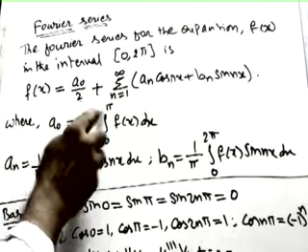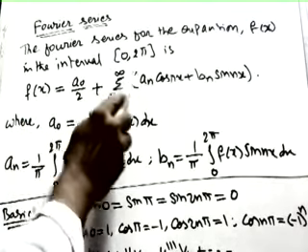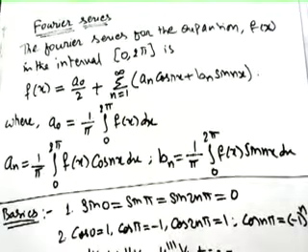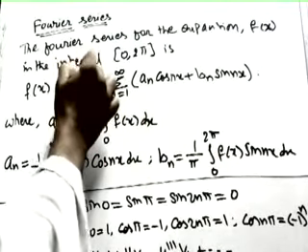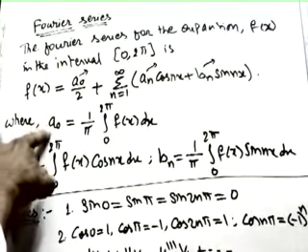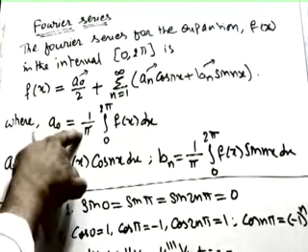What is f of x? a naught by 2 plus sigma n equals 1 to infinity of an cos nx plus bn sin nx. Now here we have to find three values and substitute. We have to find a naught, then an, then bn. So what will be a naught?